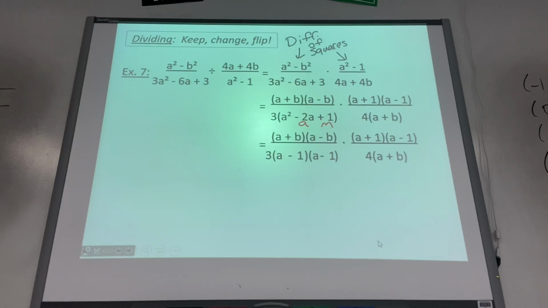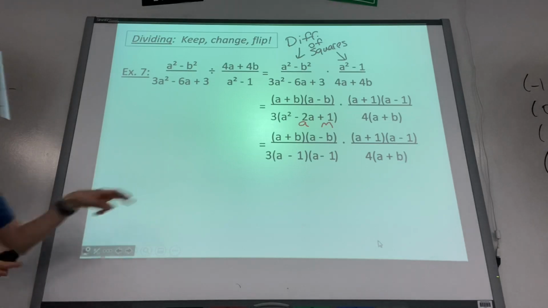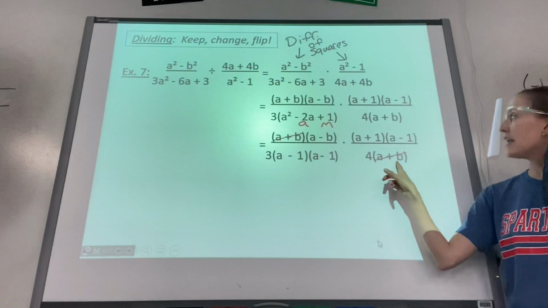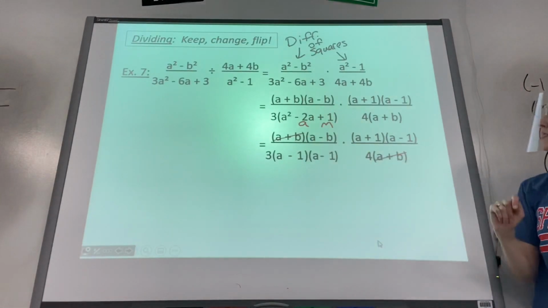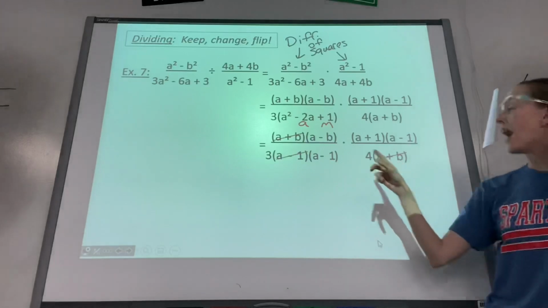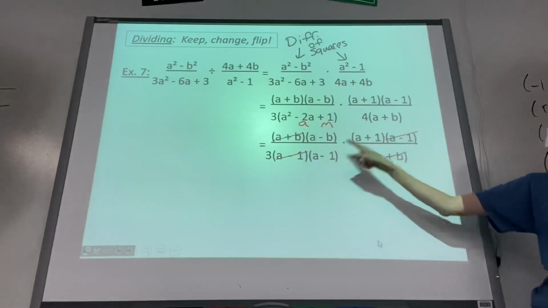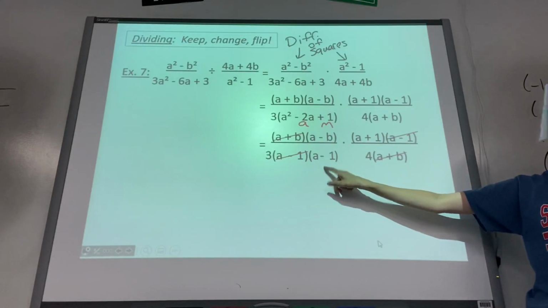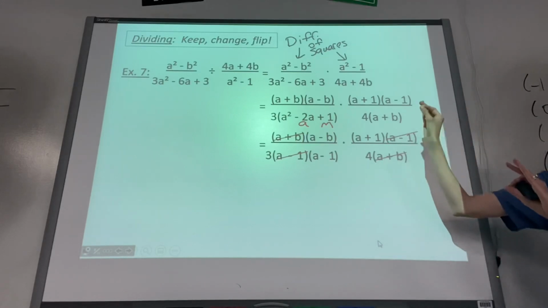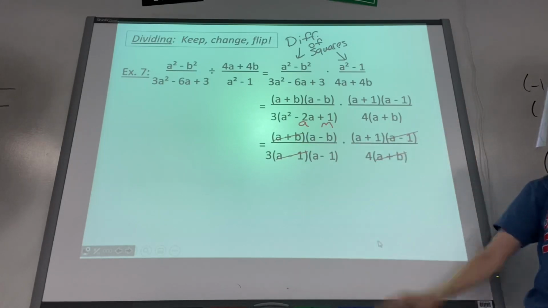And just like number 6, you can cross things out diagonally or up and down. There's more options when you are multiplying and dividing. So here goes nothing. I've got a plus b, so that's good. Also, I have an a minus 1, a minus 1. I realize there's another a minus 1 down here, but you can only cross out one at a time. So that'll actually have to stay on bottom.